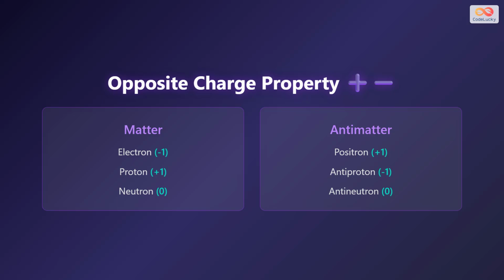Now let's compare matter and antimatter side by side to understand the opposite charge property clearly. In ordinary matter, we have electrons with a charge of -1, protons with a charge of +1, and neutrons with zero charge. In antimatter, these charges are reversed. Positrons carry a charge of +1, exactly opposite to electrons. Antiprotons carry a charge of -1, opposite to regular protons. And while both neutrons and antineutrons have zero charge, they possess opposite magnetic moments, making them distinct from each other.